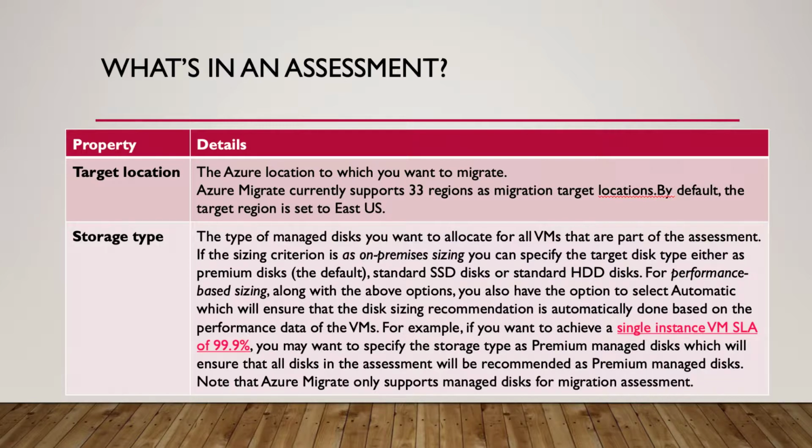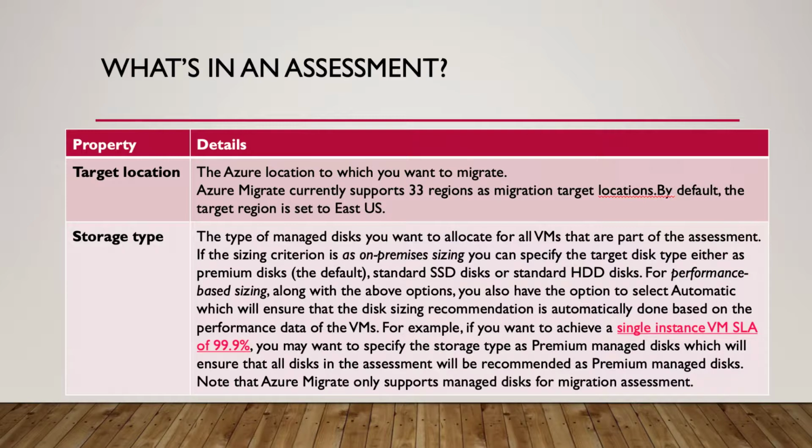So when it comes to the numbers with Microsoft Azure, I always recommend you to look up the latest numbers in docs.microsoft.com/azure. The next property is the storage type, which is the type of managed disks you want to allocate for all VMs that are part of the assessment. This also is going to help Microsoft Azure to give you a better estimate of your cost.